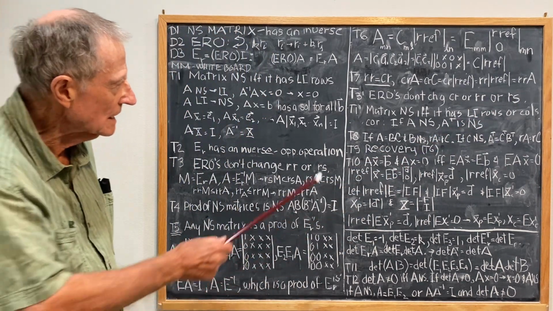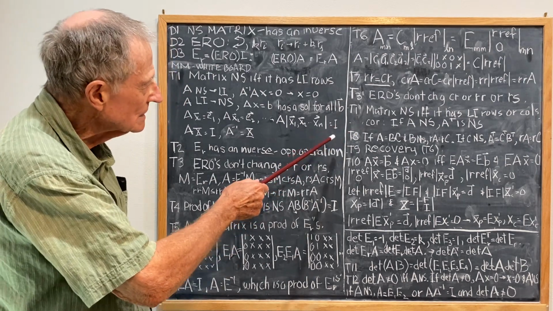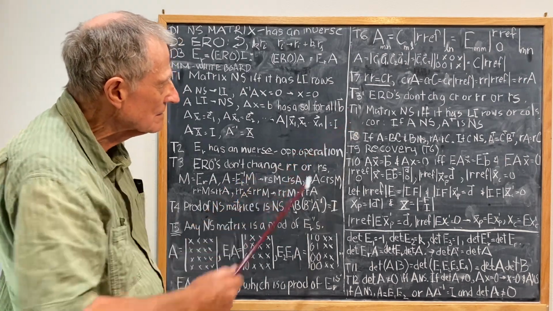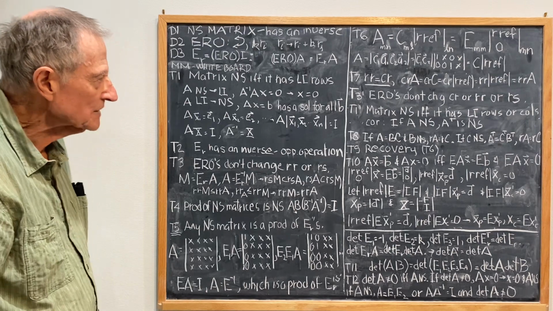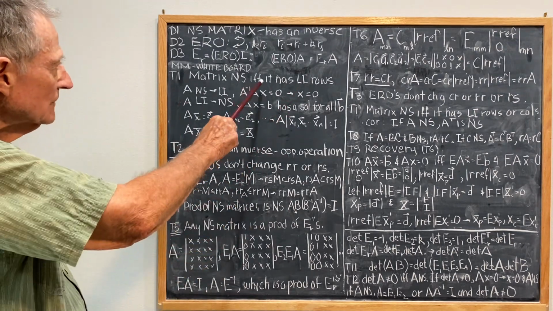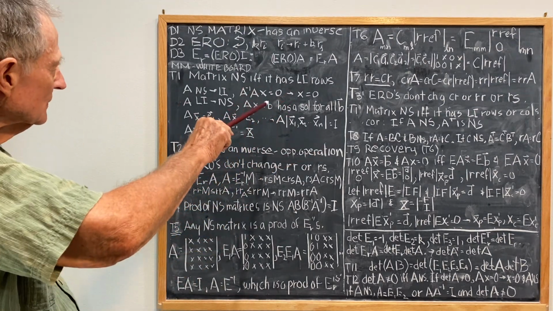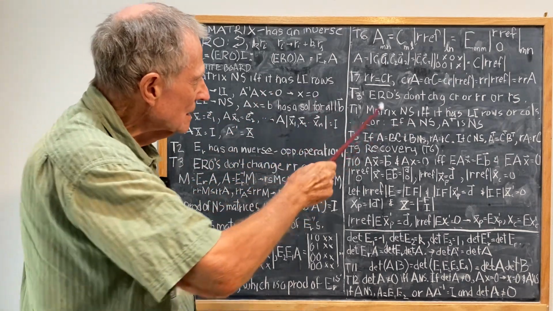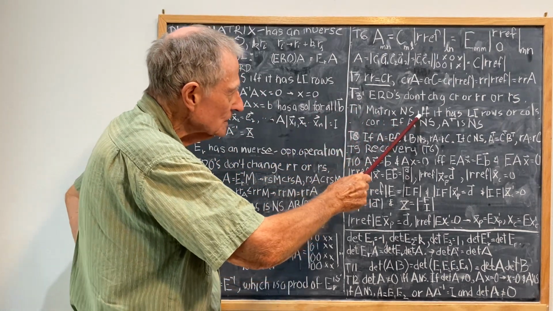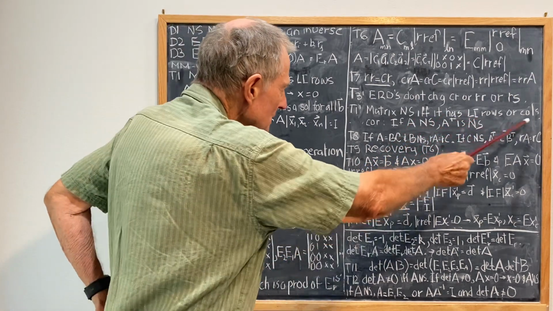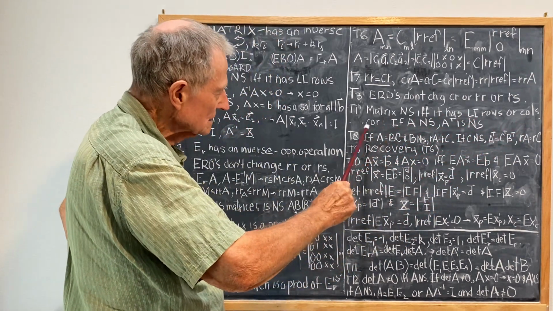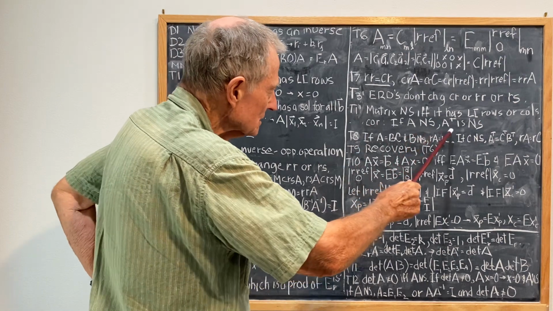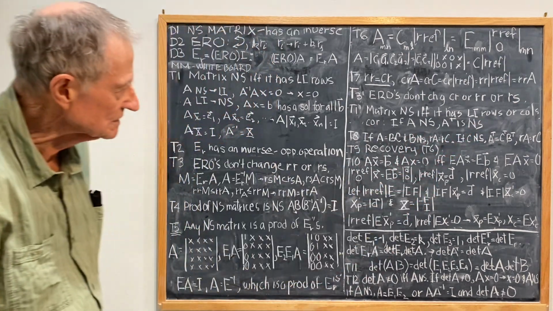Now I have T1 prime: a matrix is non-singular if it has only linearly independent rows. Now, because row rank equals column rank, a matrix is non-singular if and only if it has linearly independent rows or columns, and the corollary to that is, if A is non-singular, so is A transpose.